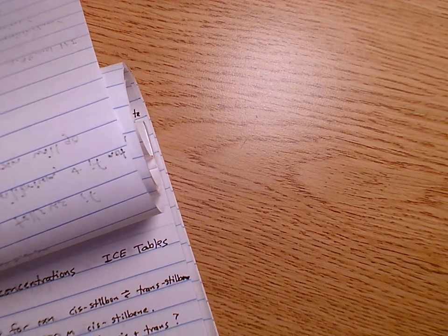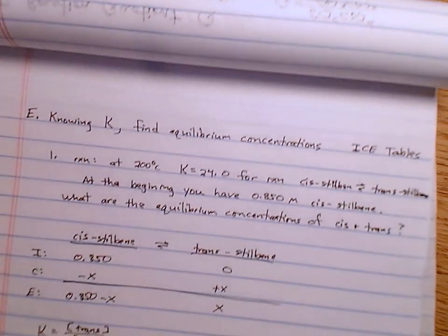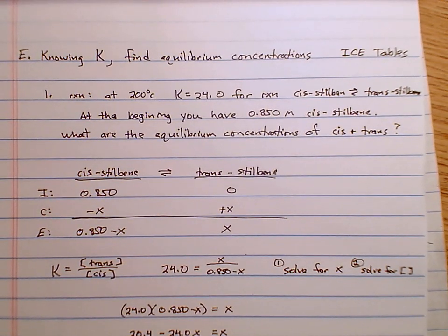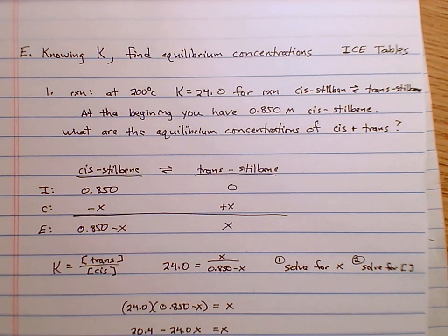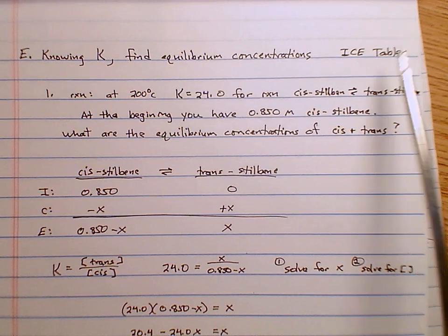Let's now look at the other type of equilibrium problem. When you know the equilibrium constant and you're trying to find the equilibrium concentrations. You know what the constant is, you need to find the concentrations at equilibrium. ICE tables are the key. Ice, ice, baby, we need to do ICE tables.